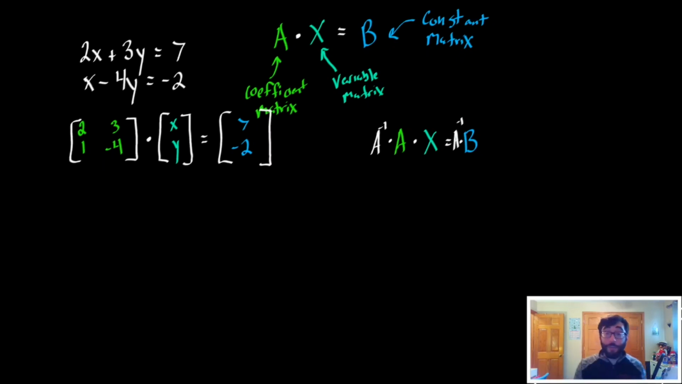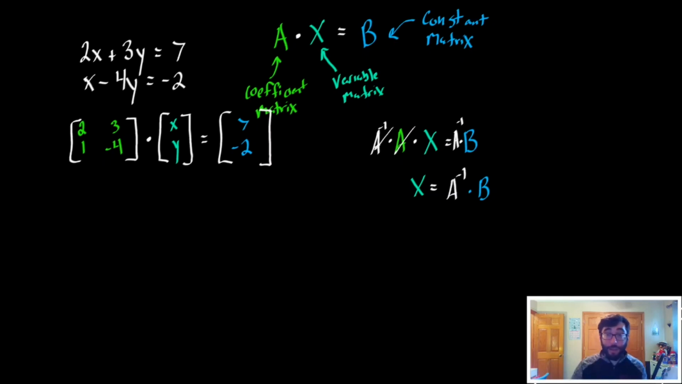What happens when we multiply two numbers by the multiplicative inverse of one another is they cancel out and leave us with 1. So what's going to end up happening here is that those matrices are going to cancel out and leave us with just 1. So what we're left with now is X is equal to the multiplicative inverse of A times B. And this is when we can actually use our calculator.